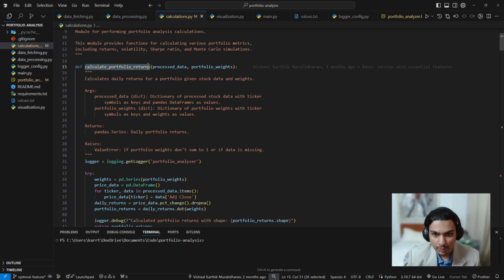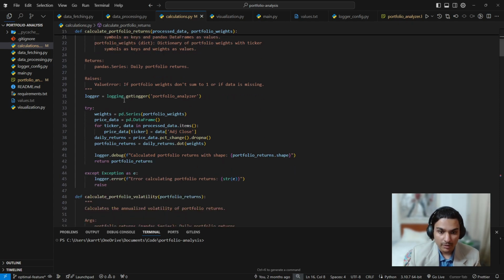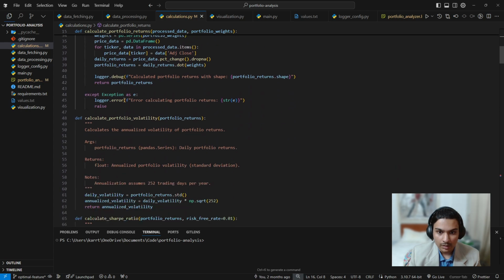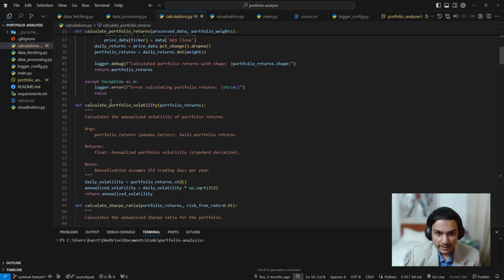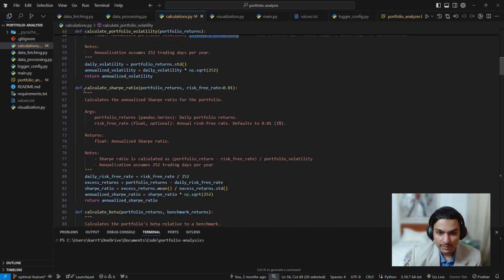The calculate portfolio returns function computes daily portfolio returns based on stock weights. This metric forms a foundation for analyzing overall portfolio performance. And this function calculates the annualized volatility of portfolio returns, also called standard deviation. And volatility is a measure of risk.